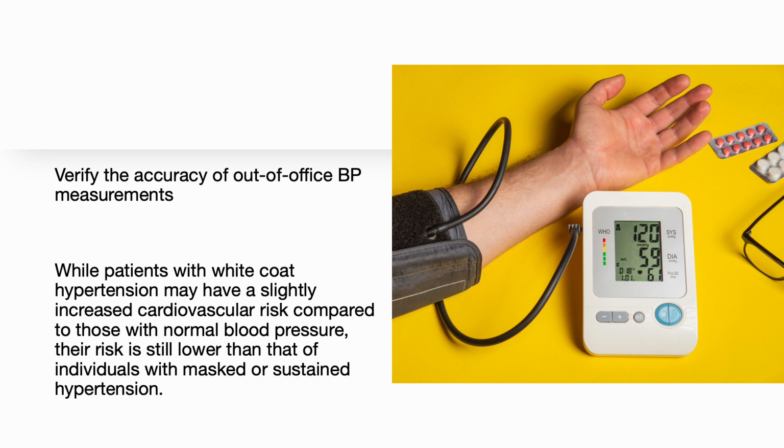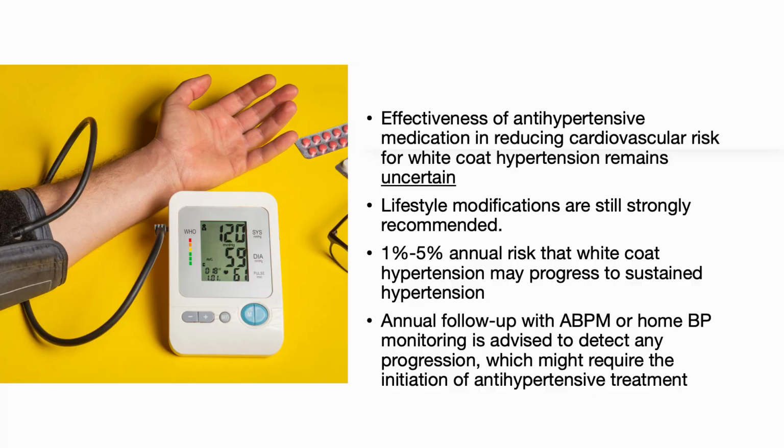While patients with white coat hypertension may have a slightly increased cardiovascular risk compared to those with normal blood pressure, the risk is still lower than that of patients with masked hypertension or sustained hypertension. The effectiveness of antihypertensive medication in reducing cardiovascular risk for white coat hypertension remains uncertain. Nonetheless, lifestyle modifications are still strongly recommended.